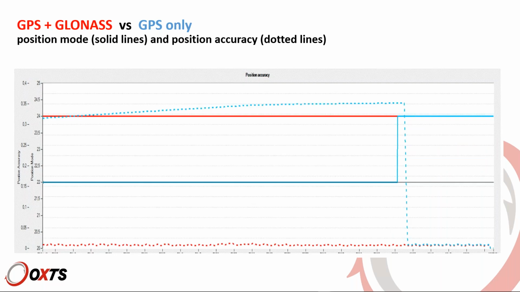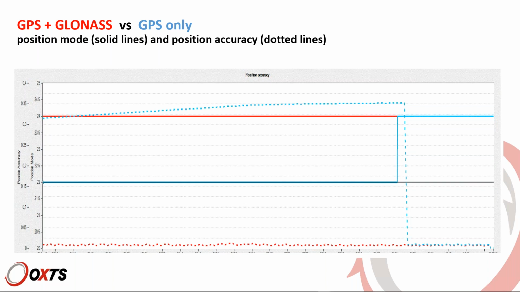The following is an example of what difference it can make to have more satellites available. So that is the same data set processed first in the same way that it was collected, so with GPS and GLONASS both enabled on the system, and then reprocessed by disabling GLONASS and leaving GPS only. So in the first case, the red line, the solid red line, that's the position mode, that's integer, solid integer throughout. And the dotted red line corresponds to the position accuracy, so that's about 1 centimeter.